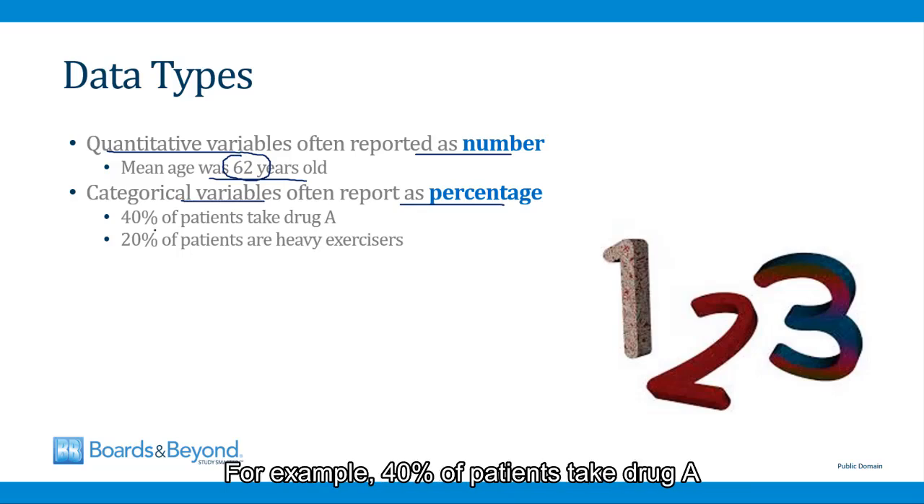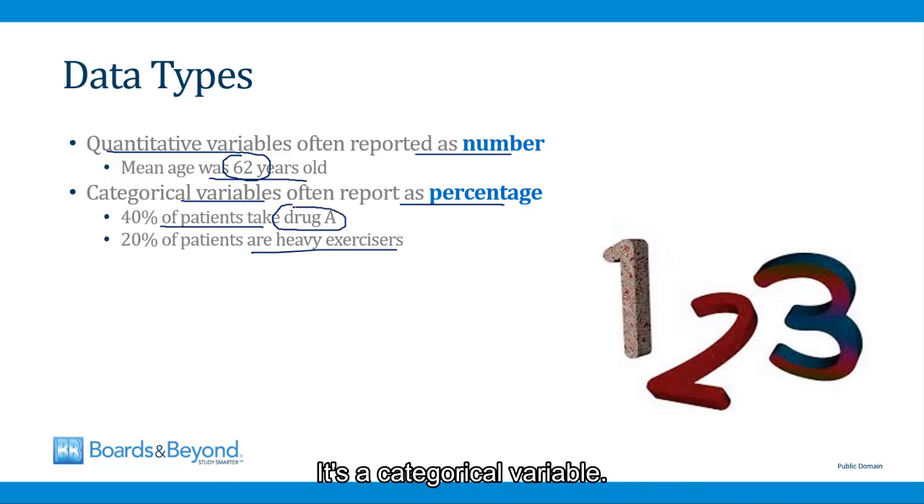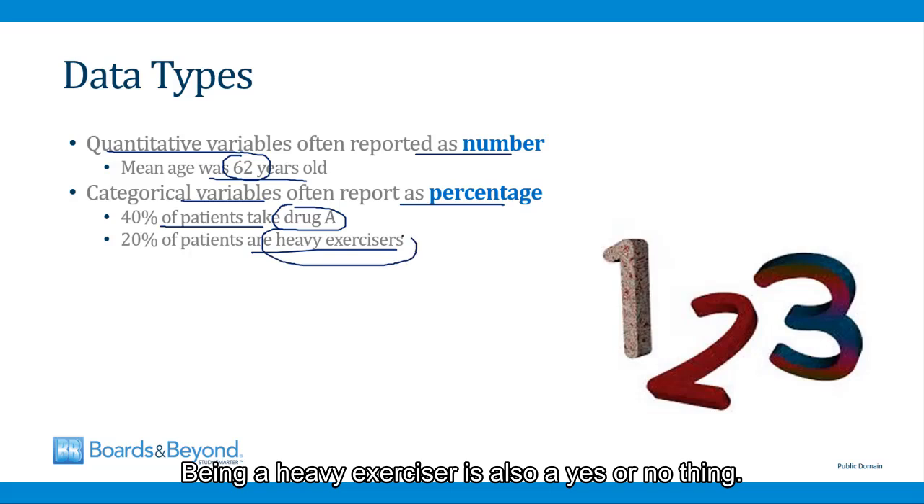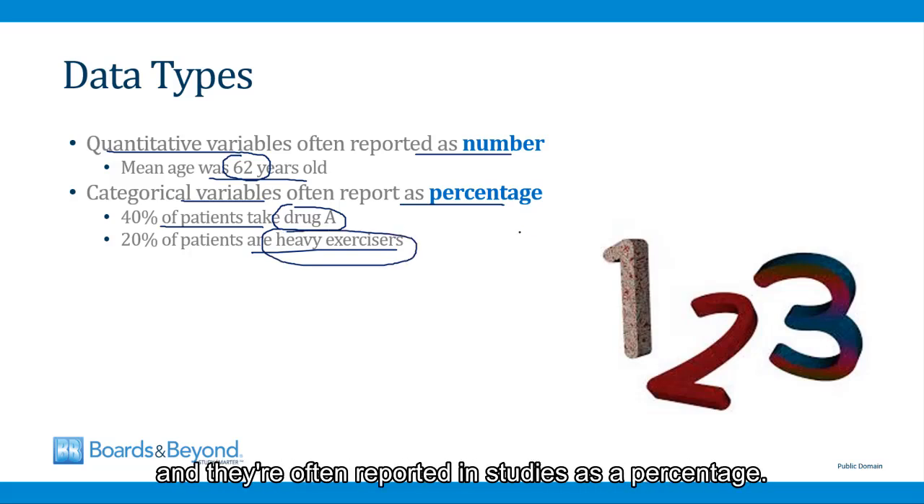For example, 40% of patients take drug A, or 20% of patients are heavy exercisers. Taking drug A is a yes or no thing. It's a categorical variable. Being a heavy exerciser is also a yes or no thing. And therefore, these data are categorical, and they're often reported in studies as a percentage.